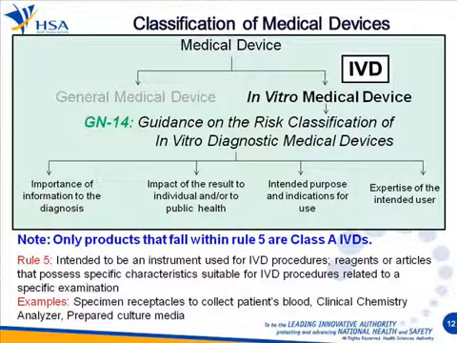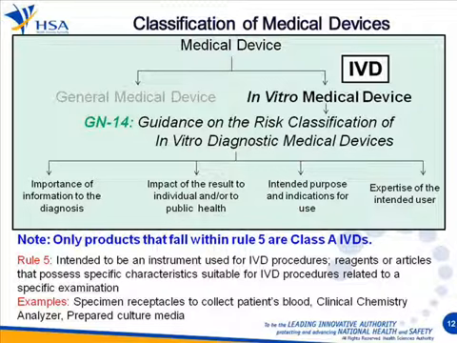And where this GN14 is concerned, if you're dealing with Class A, you don't have to look at any other rules except for Rule 5, because only Rule 5 will apply to Class A. And what is Rule 5? To bring it up here, it is anything that is intended to be an instrument for IVD procedures, reagents or articles that possesses specific characteristics suitable for IVD procedures related to a specific examination. For example, specimen receptacles to collect patient blood, clinical chemistry analyzers, and prepared culture media.